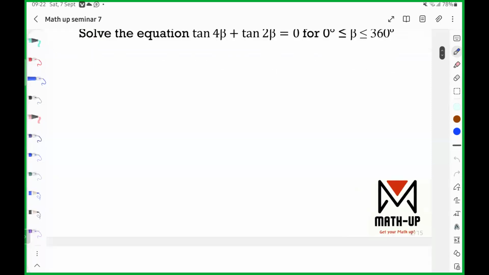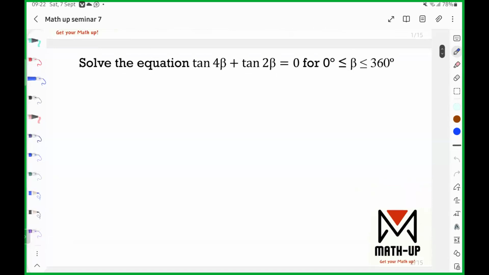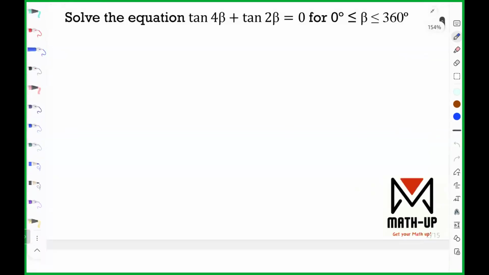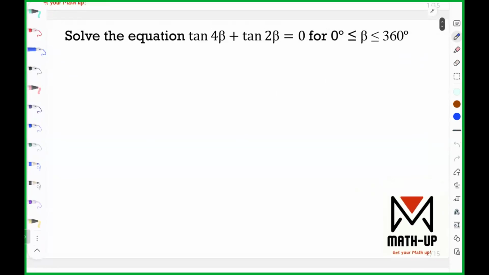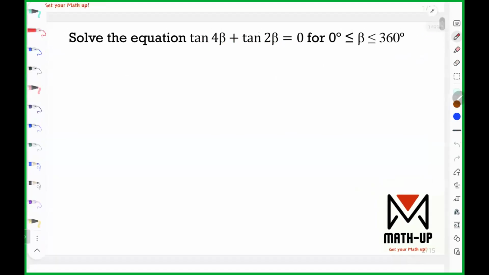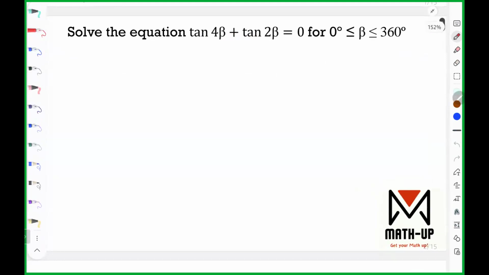All right, so our second question was from trigonometry. According to most people, I think this is one of the easiest topics in paper one. I believe it's correct. It's true. So the question says solve the equation tan 4 beta plus tan 2 beta is equal to 0 for angles within that range. You must know which trig property we are going to use for that question.